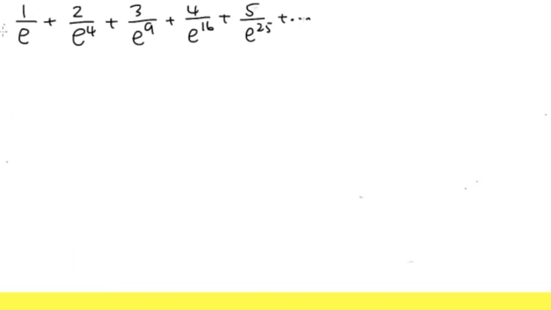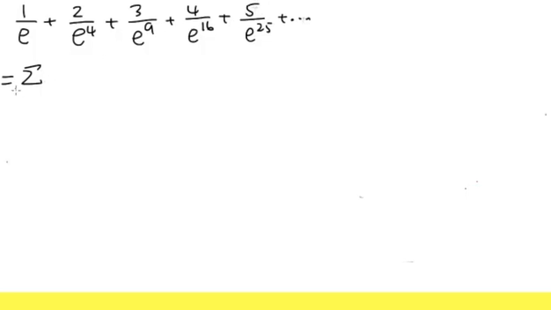Okay, for the series, 1 over e plus 2 over e to the 4th power plus 3 over e to the 9th power and so on. Well, does it converge or diverge? It's of course a good idea to write this into a sigma notation form. Notice, when we have 3 here, the power here will be 9. And when this is 4, this is 16, and so on, right? Yes, it's just the square of the number on the top.